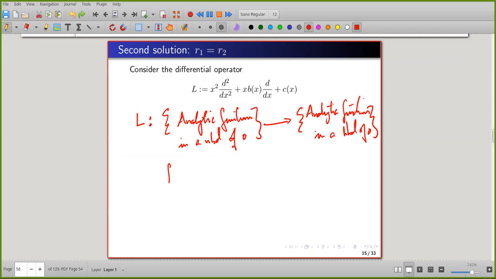Right? So we take a function f, and this maps to... when I say the word operator, it usually means a map from one set to another. So it takes f to Lf. And what is Lf? Lf is by definition x squared f double dash of x plus x b(x) f dash of x plus c(x) into f of x. Let me just use some shorthand notation, which is familiar to everyone.